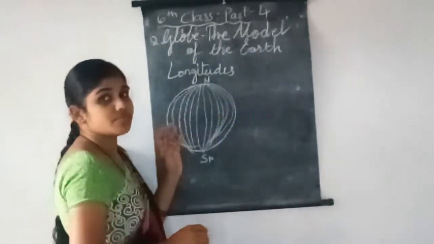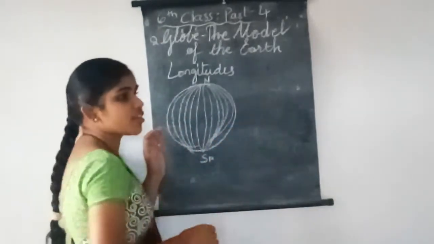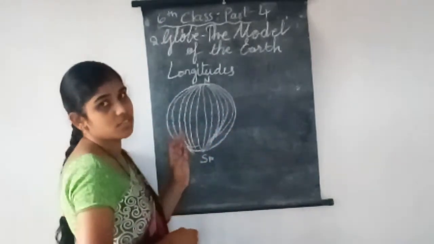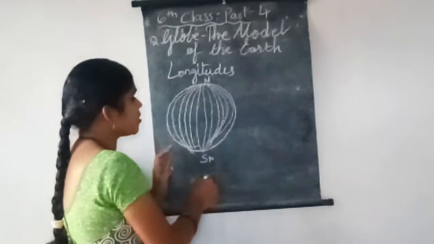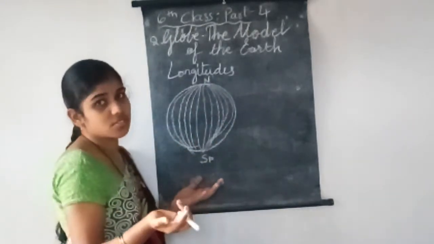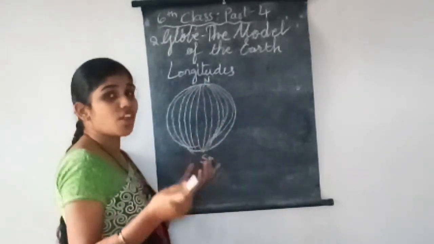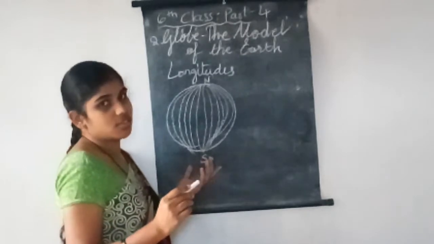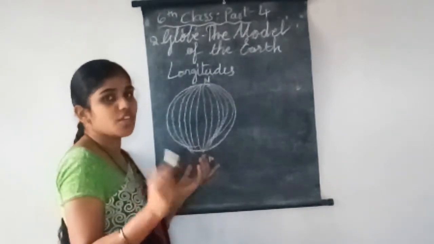Here all the longitudes are equal. From top to bottom there is no size difference. That's why all the longitudes are equal.